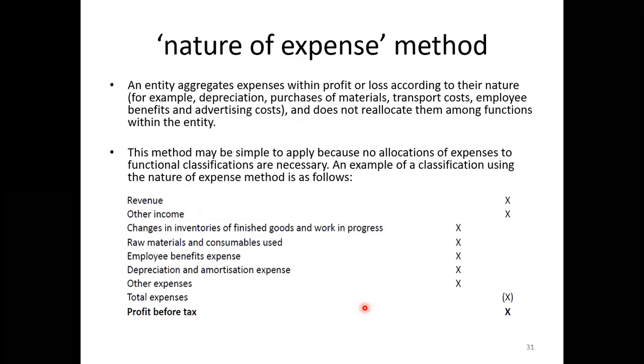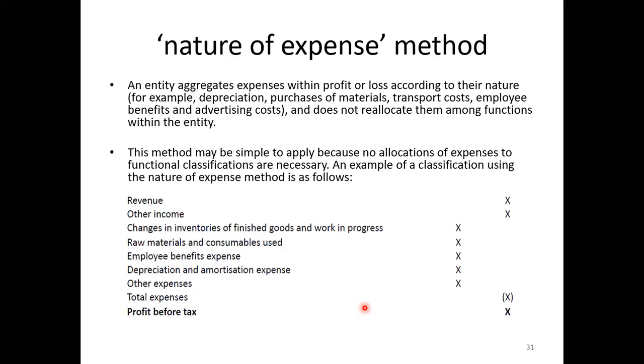An entity aggregates expenses within profit or loss according to their nature, for example depreciation, purchase of material, transport cost, employee benefit and advertisement cost, and does not reallocate them among functions within the entity. This kind of classification of expenses we can find in marginal costing, management accounting, ABC analysis, relevant cost analysis, CVP analysis, where the nature of expense method is more appropriate.